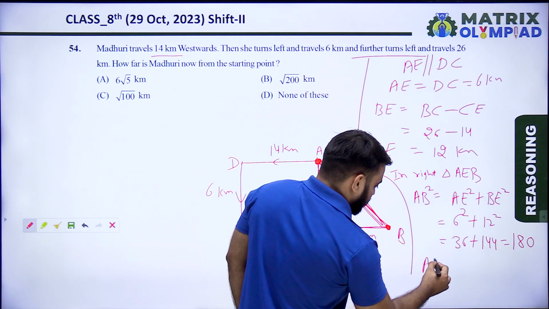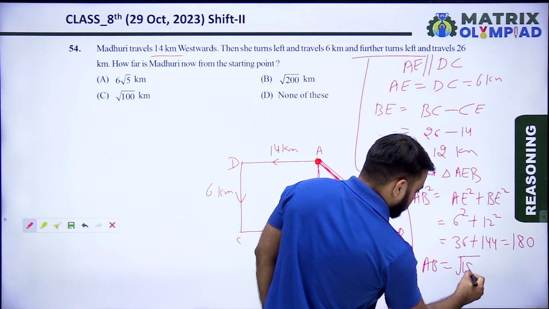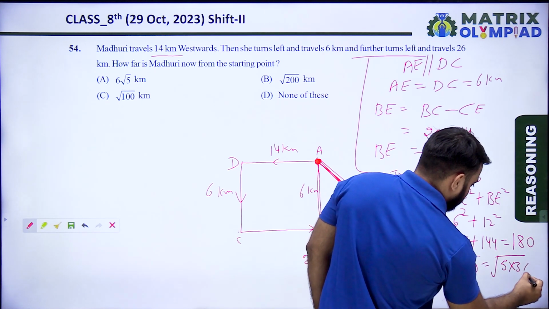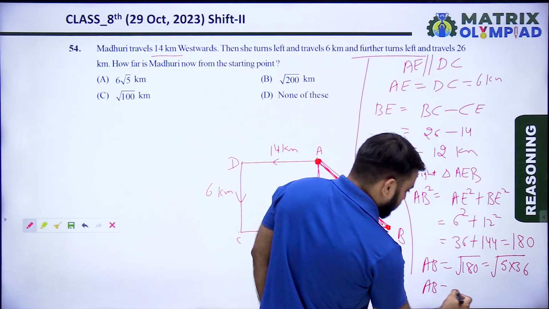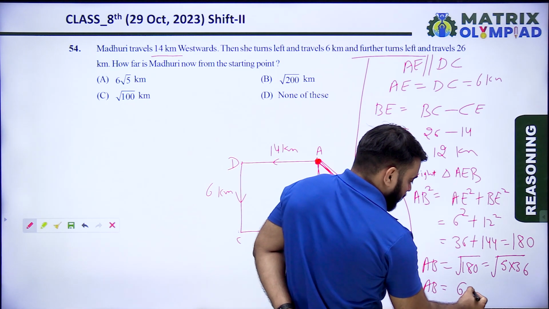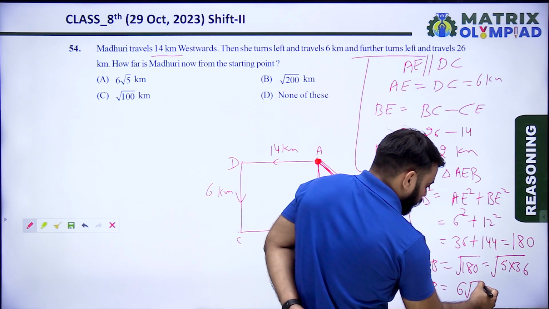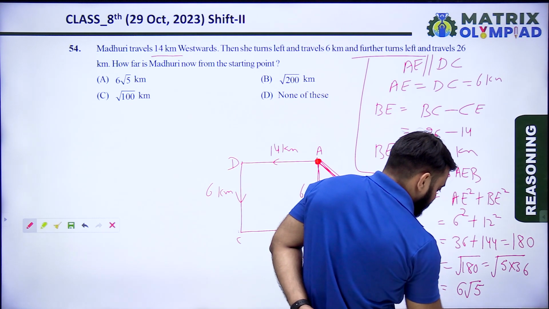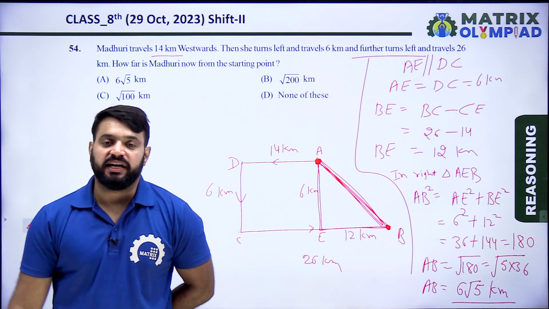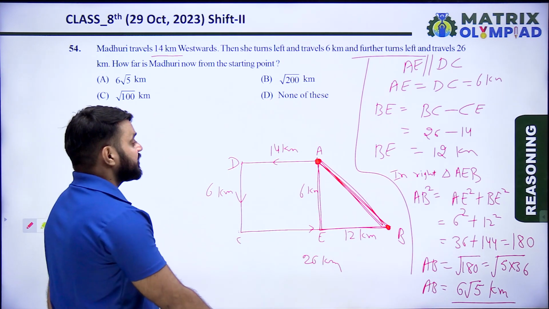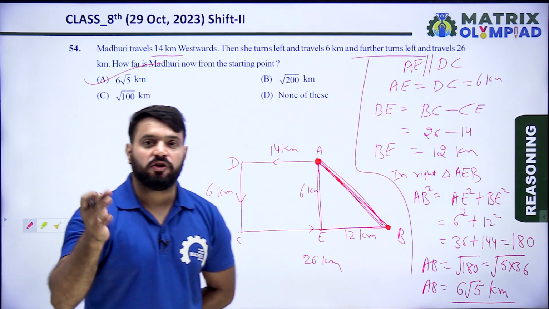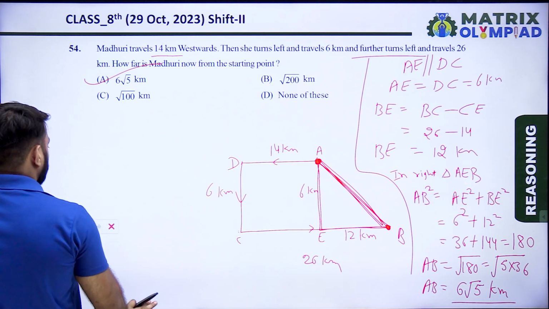So AB is equal to root 180. Root 180, it means 5 into 36. So AB is equal to root 36, which is 6, and root 5 stays root 5. So value of AB is equal to 6 root 5 kilometer. So distance between initial point and end point is 6 root 5 kilometer. So here option A is the correct answer of this question. So let's move on to the next question.